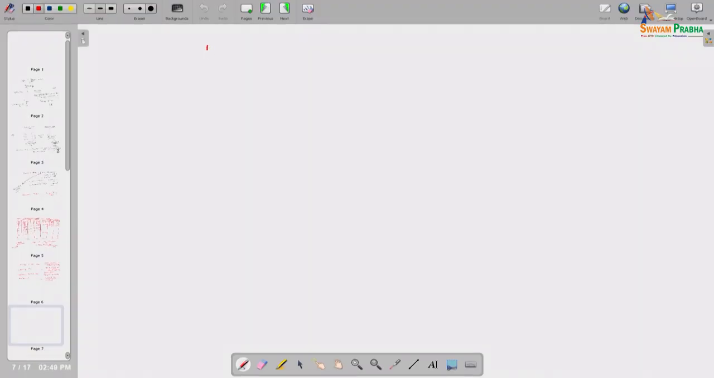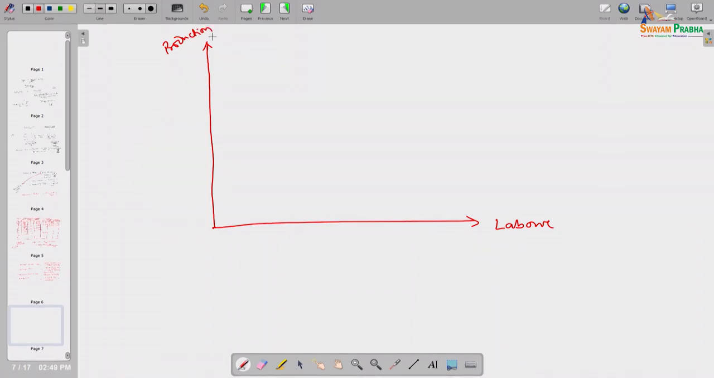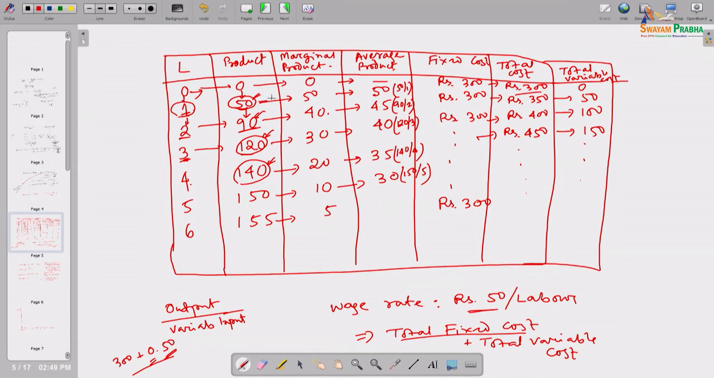Let us go to a new slide. Say, suppose we are measuring labor, and on this side total output production. When labor unit is 0, output is also 0. So, it is origin 0, 0, from there it will start. You can remember, suppose this is labor unit 1, this is 2, this is 3, this is 4, this is 5, this is 6, in that way. And output, when 1 unit of labor, output was how much? Look at 50, 2 units 90, 3 units 120, 4 units 140 and so on.